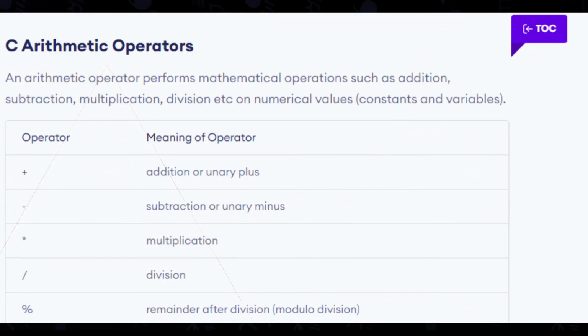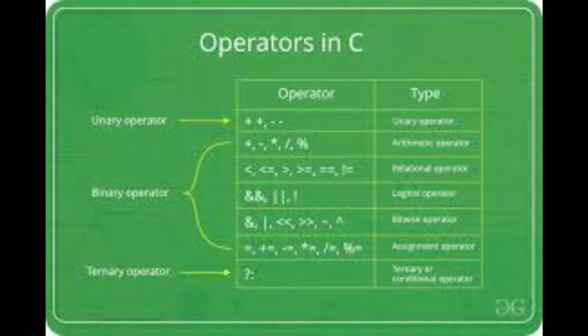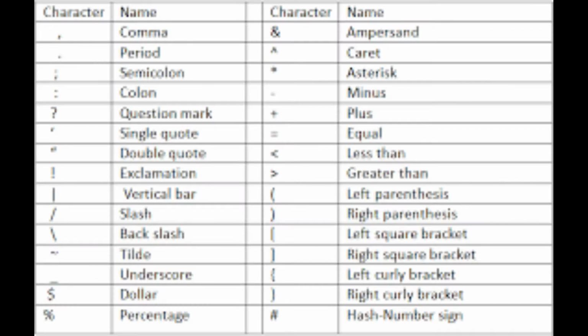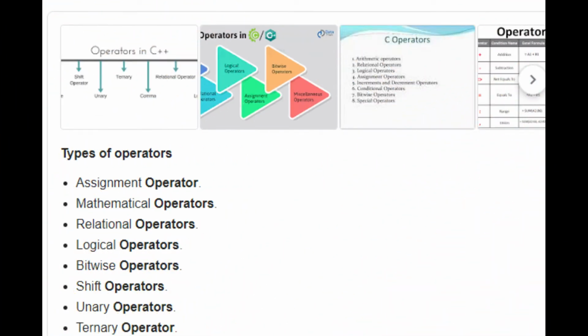The symbols that give instructions to perform different types of mathematical and logical operations are called operators. Operators are tools which can alter the values, data and variables. So this is the definition of operators, and let us know what the types of operators are. Arithmetic operators, there is a symbolic representation for every operator. So first one is arithmetic operator.